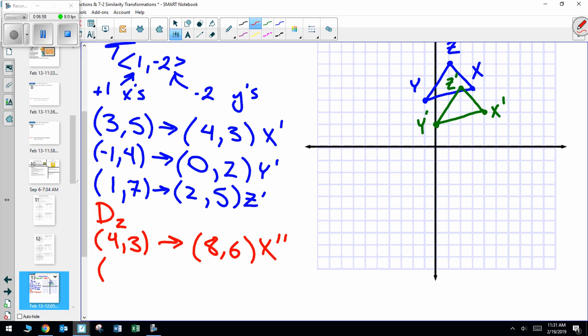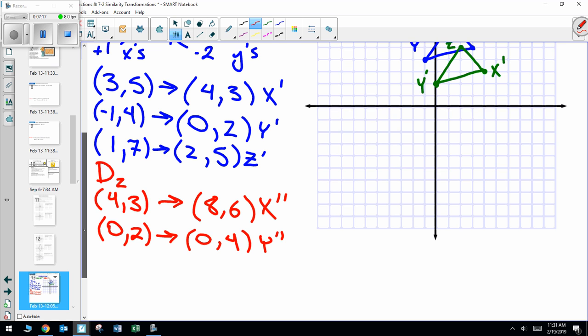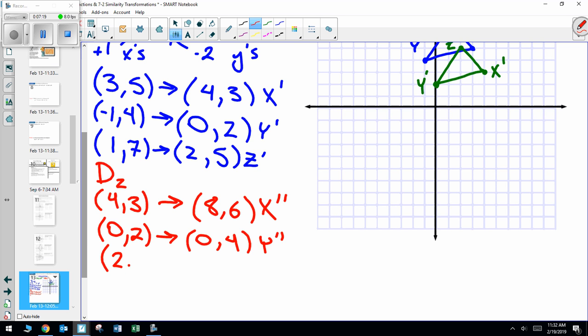Same for the coordinate for y that I had previously. Just doubling both those. I'm getting my final y coordinate. And notice I'm using the points after I translate, not the original ones. Same for the final coordinate, 2, 5. Doubling those would have given me 4, 10 as the double prime.